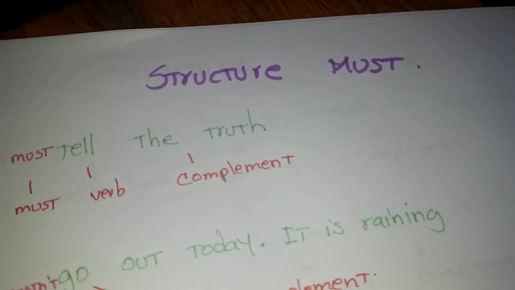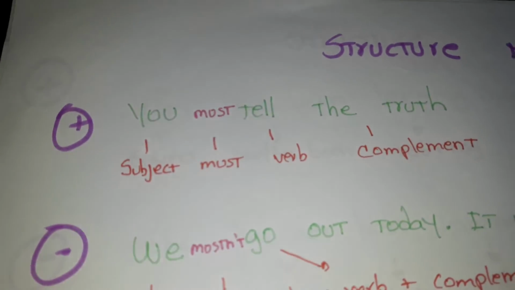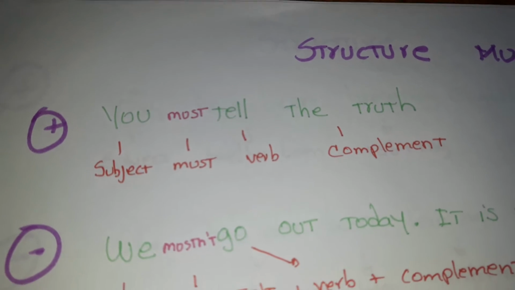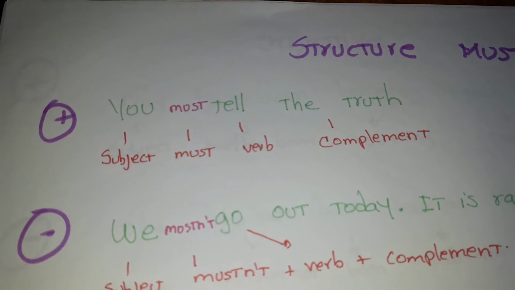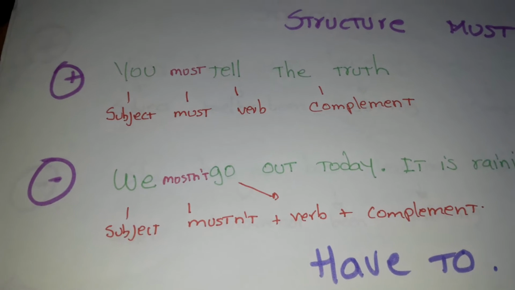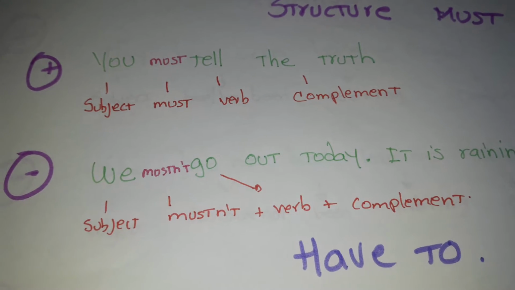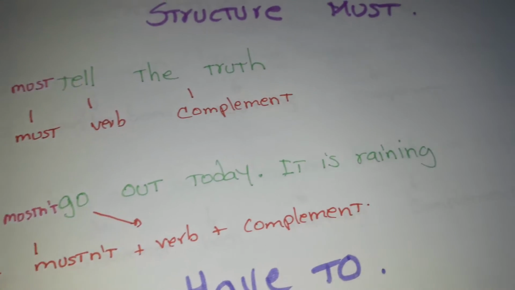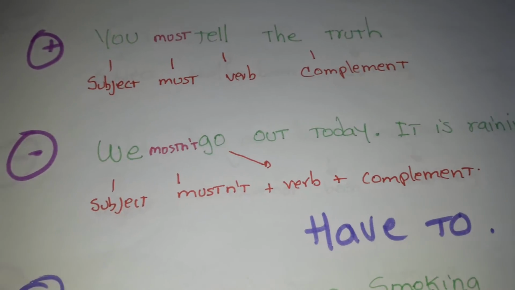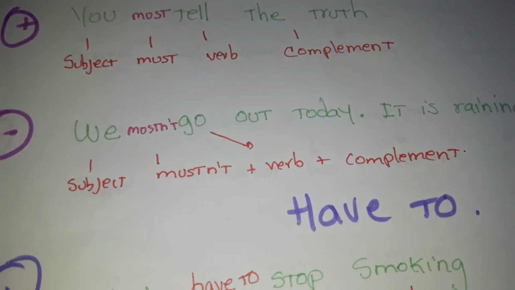The structure for must or mustn't. Affirmative: you must tell the truth. Subject, must, the verb, and the complement. Negative: you mustn't go out today, it is raining. Subject, mustn't, the verb, and complement.